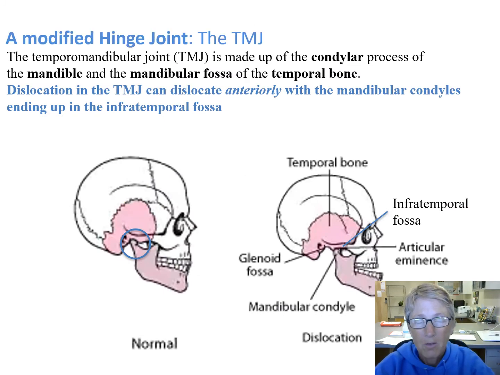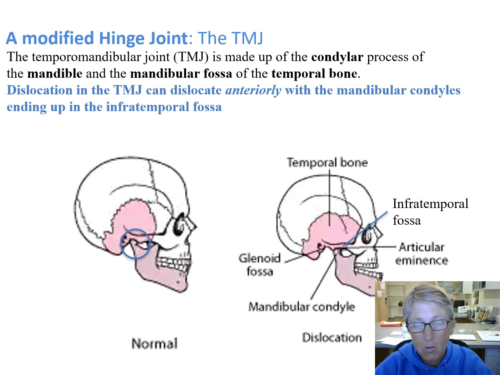The TMJ is a modified hinge joint, and you can see here's a normal mandible forming a hinge joint with the temporal bone. So specifically the condylar process of the mandible right here fits into this thing called the mandibular fossa of the temporal bone.